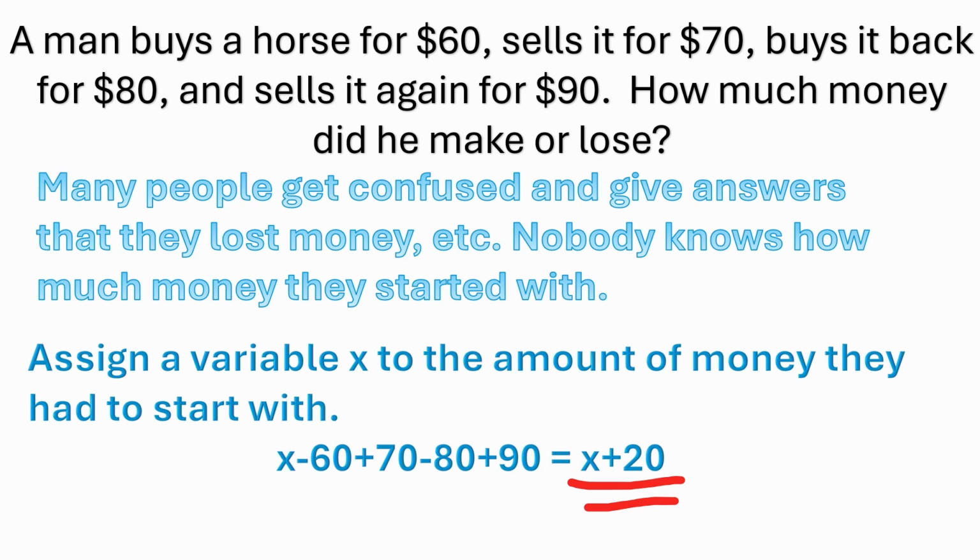And then you just add and subtract all those numbers. X minus 60, because he spent it, right? Spending is a negative, money coming in is a positive. So X minus 60 plus 70 minus 80 plus 90 equals X plus 20.